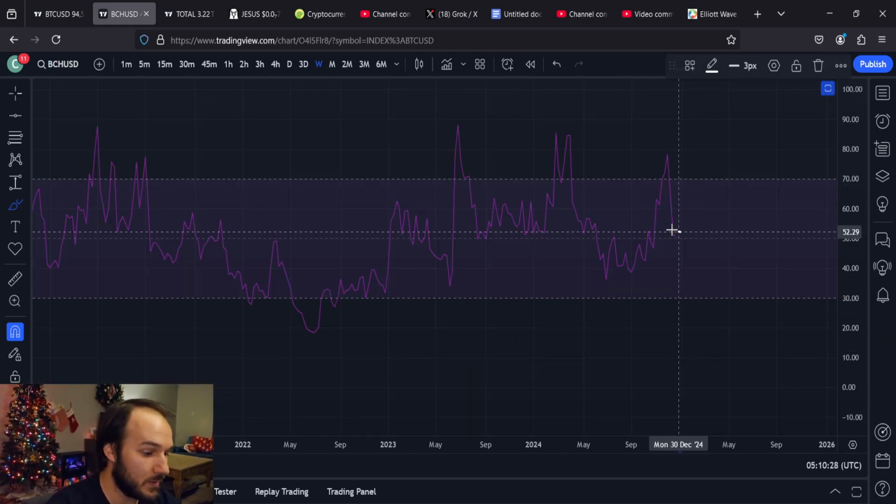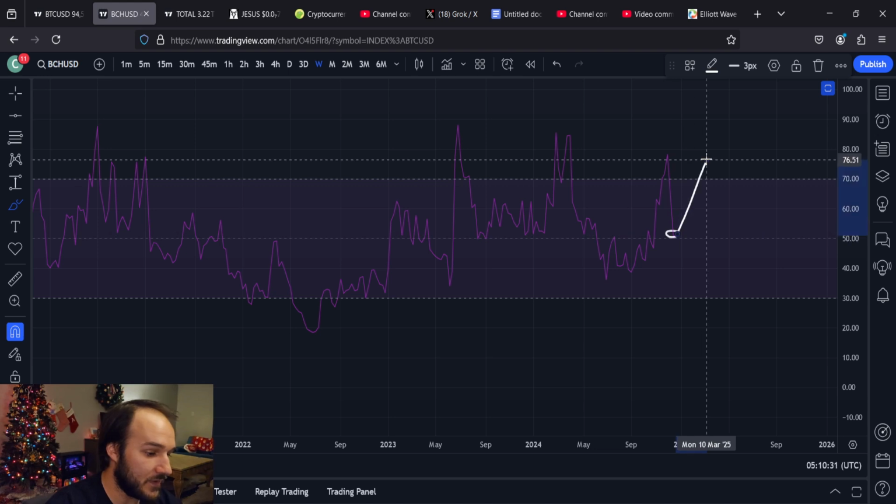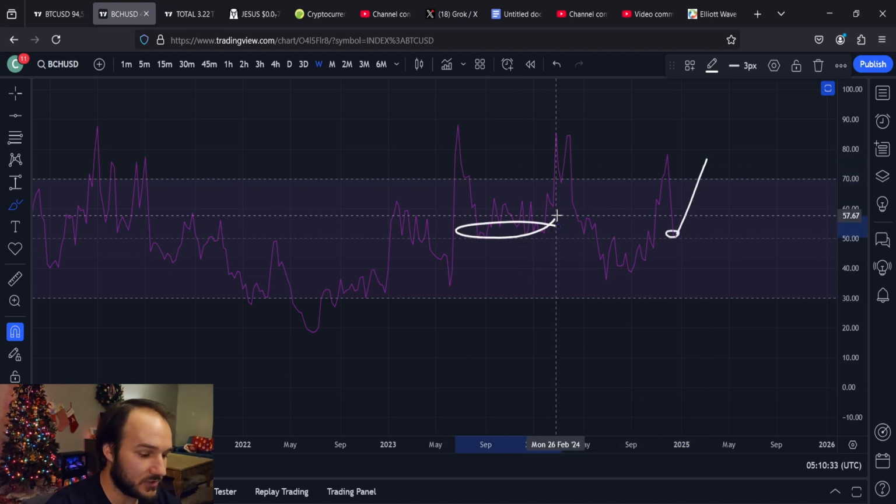Closing the week here wouldn't be bad at all. Finding support right at the 50 on a weekly basis. We found support here tons of times before.